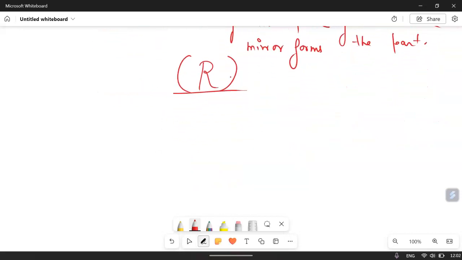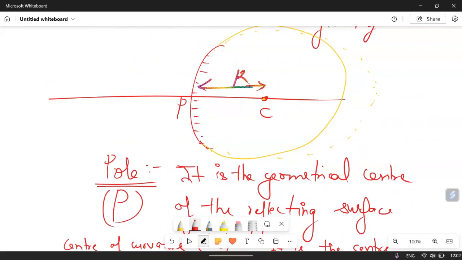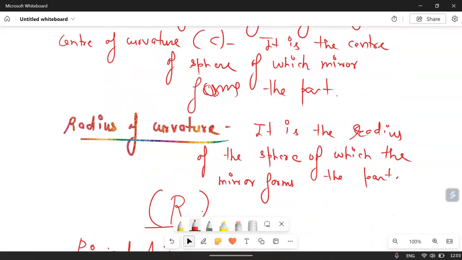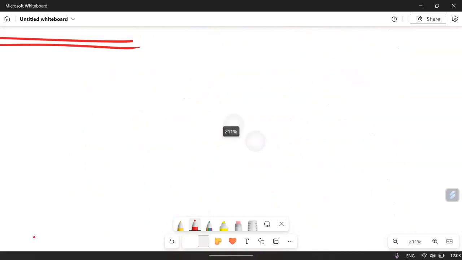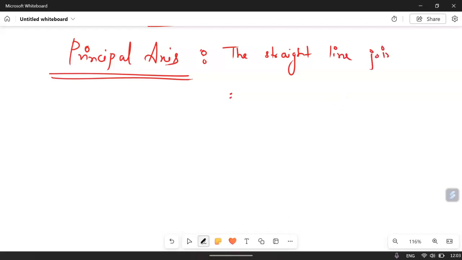Now we will talk about principal axis. So when I draw the mirror, मैंने एक line बनाया था. This line is called principal axis. What does it mean? It is the line joining P to C. Let's write down the definition. The straight line joining the pole and center of curvature.